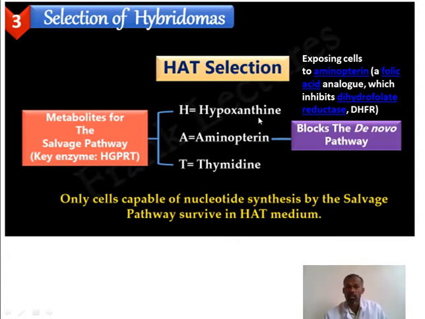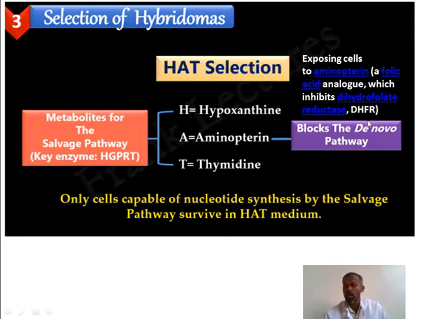At the same time, hypoxanthine and thymidine, these two precursors, will be processed by the enzyme HGPRT and produce the salvage pathway. This is used by B cells, and this chemical will kill myeloma cells. At the same time, it will support B cells to grow. Now the hybridoma cells will have this enzyme. Therefore, only hybridoma cells will grow in this medium. Remember, in this medium only hybridoma cells will grow.